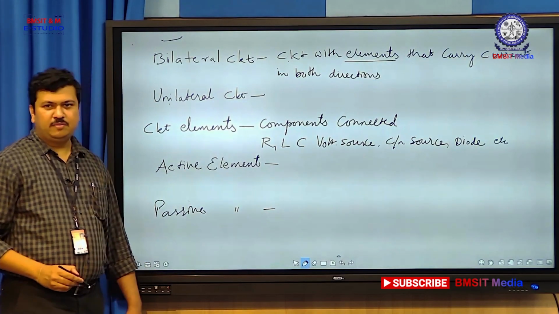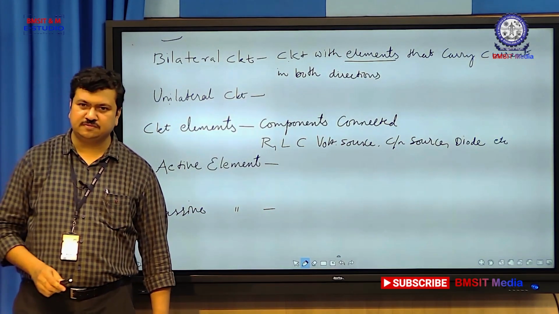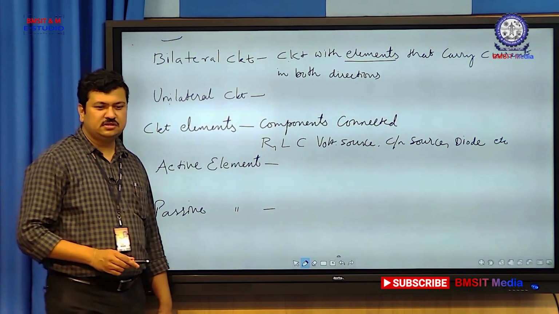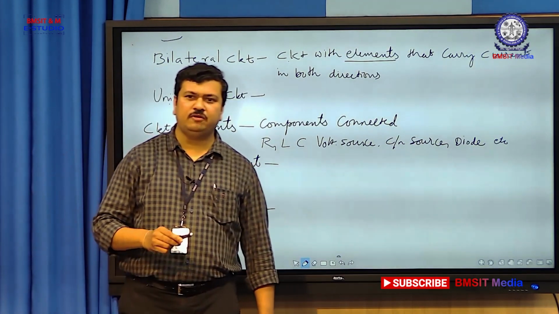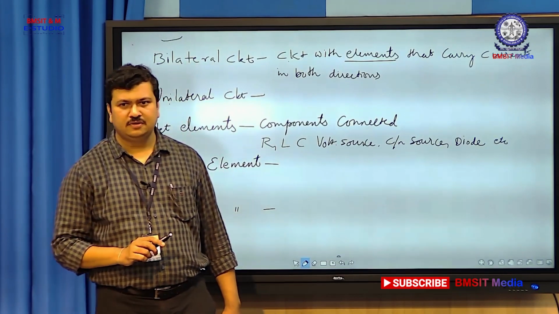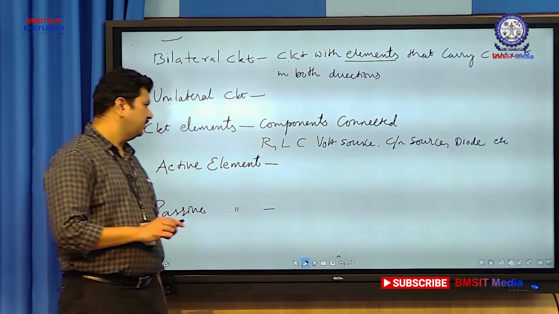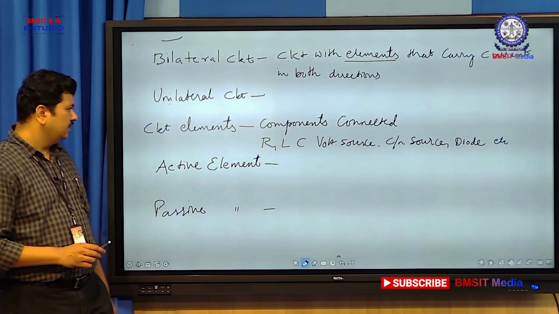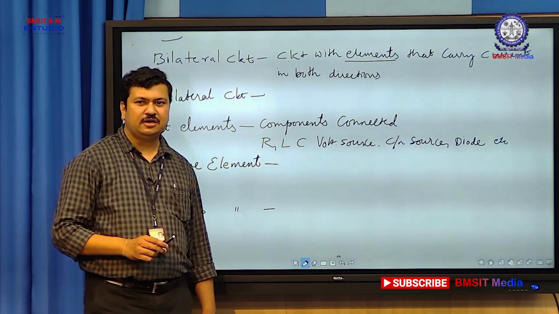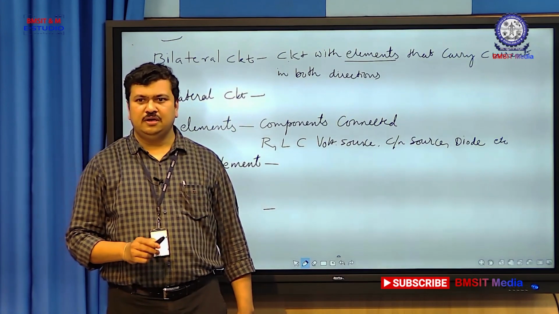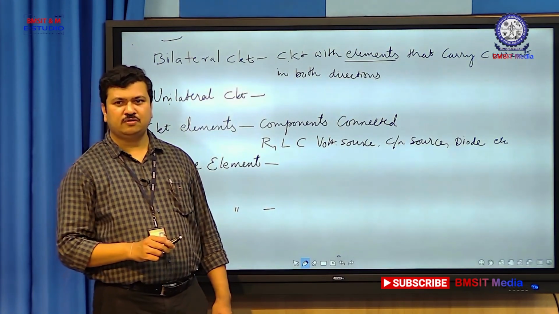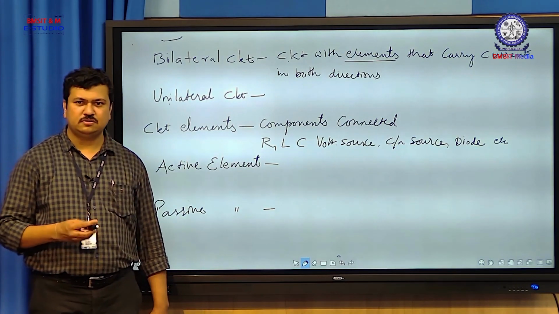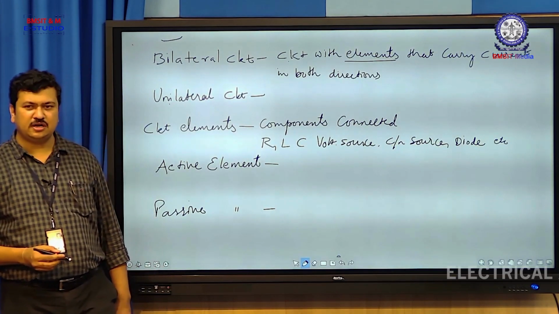So, what are active elements and what are passive elements? An active element is one that has the capacity to deliver average positive power. It means active elements can be considered as sources. The sources, whether a current source or a voltage source, have the capacity to deliver power out to the other elements of the circuit connected.